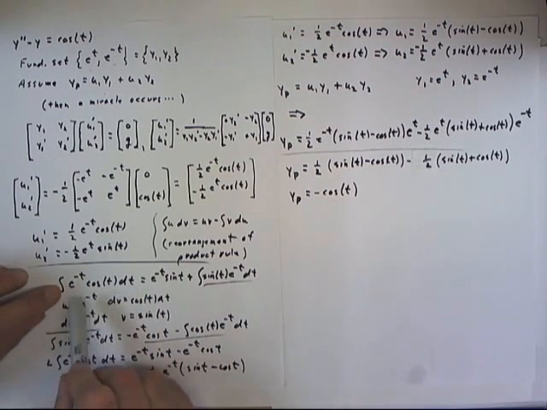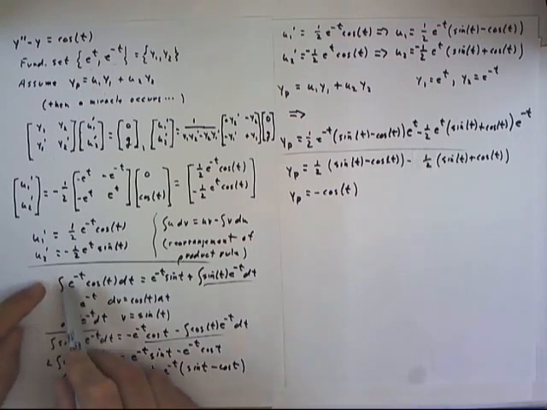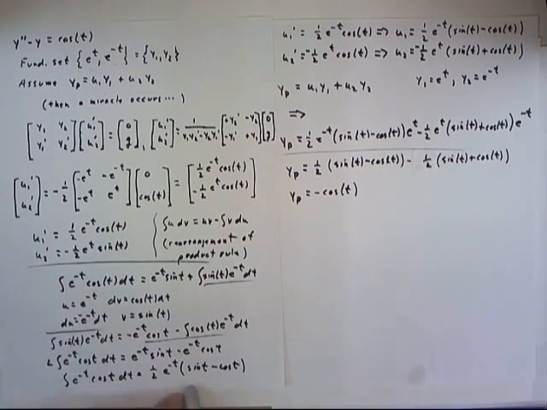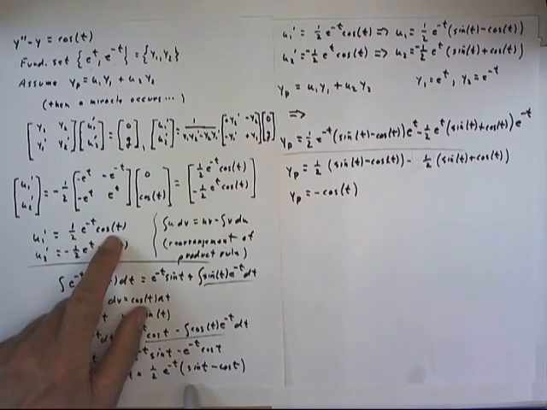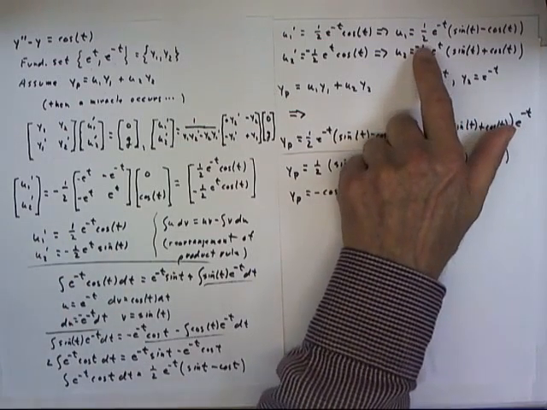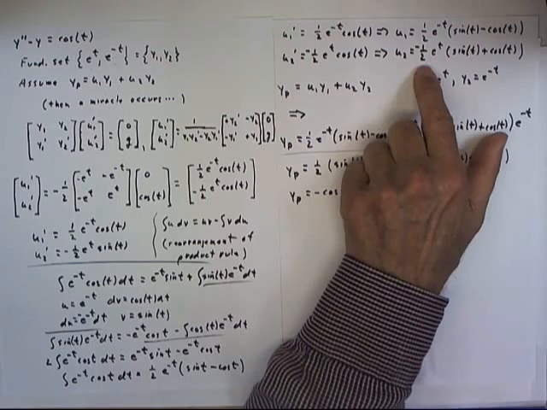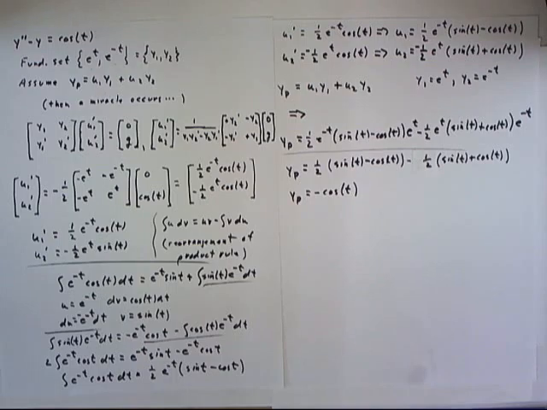Here I did the integration of e to the negative t cosine of t, and I got this. But the u1 prime was 1/2 e to the negative t cosine t. I didn't include the 1/2 here. I was just going to do this integral, and then I forgot to reintroduce the 1/2. So the integral of e to the negative t cosine t is this, but we need 1/2 of that integral, which is going to make this 1/4, and it's going to make this 1/4. Now I'm going to introduce those corrections real quickly, and then we'll verify our solution.